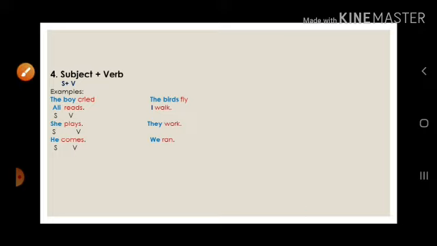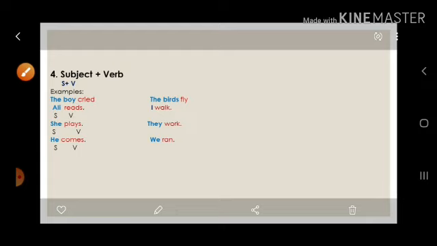Subject plus verb. Example: the boy cried. Ali reads. She plays. He comes. The birds fly. I walk. They walk. We ran. You can see here this red color typed. This is a verb.